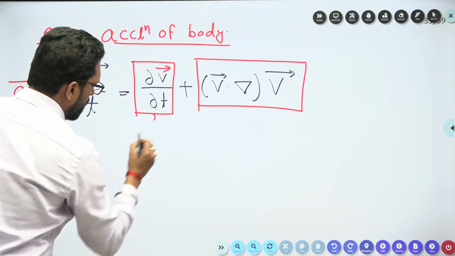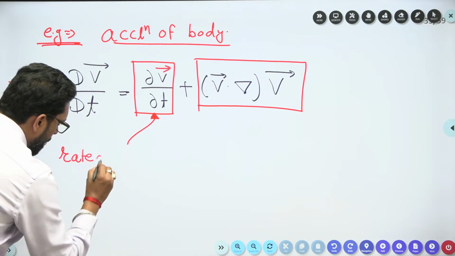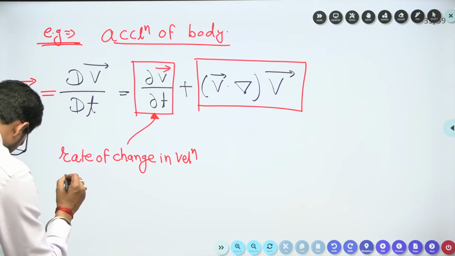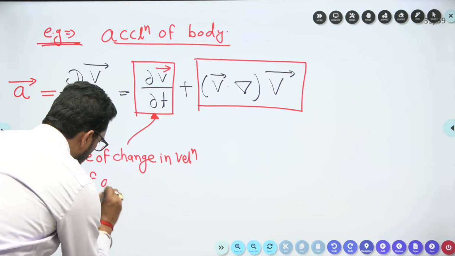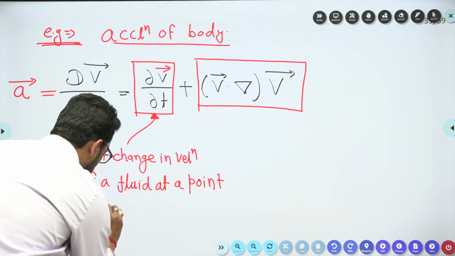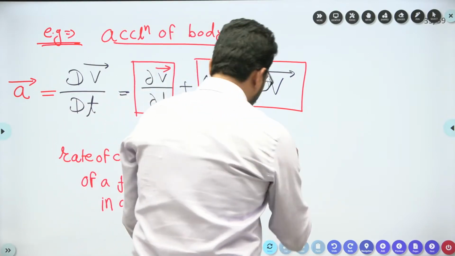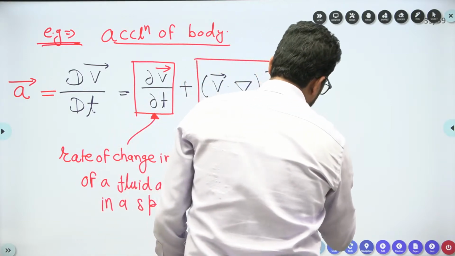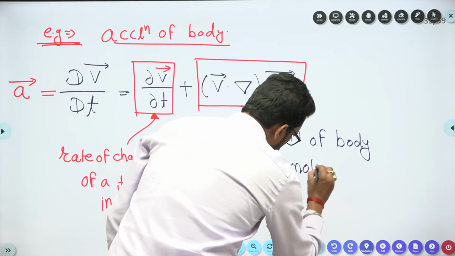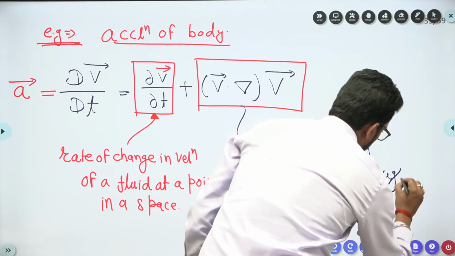So this is your rate of change in velocity of a fluid at a point in space, and this is your acceleration of the body due to motion through the velocity field.